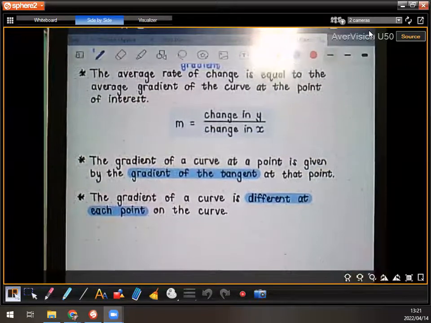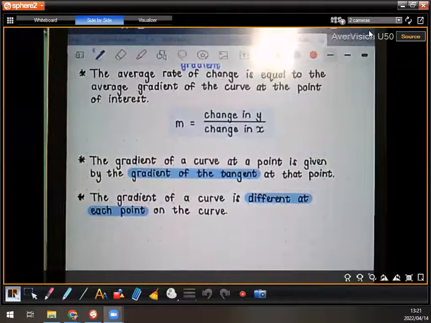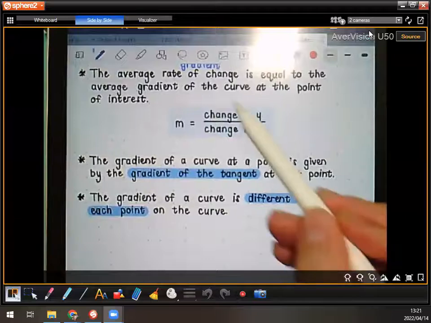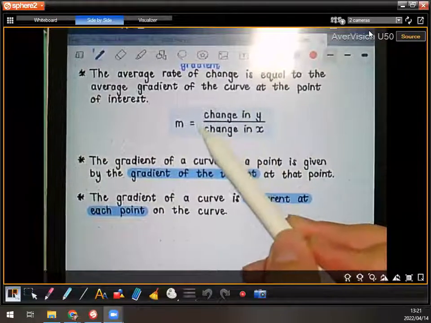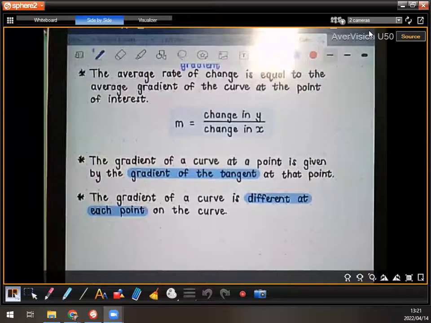Now, guys, if they're asking you to find the gradient of the curve at a specific point, so you only have 1 point, you can't use this formula. What do we need to find the change in y over change in x? We need 2 points. So what we're working towards is a formula that will give us the gradient of a curve at a specific point, instead of between 2 points.